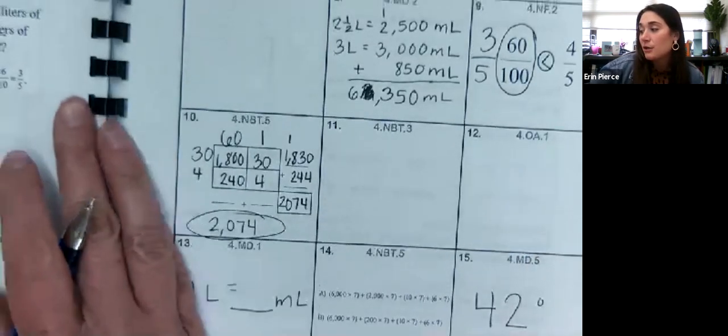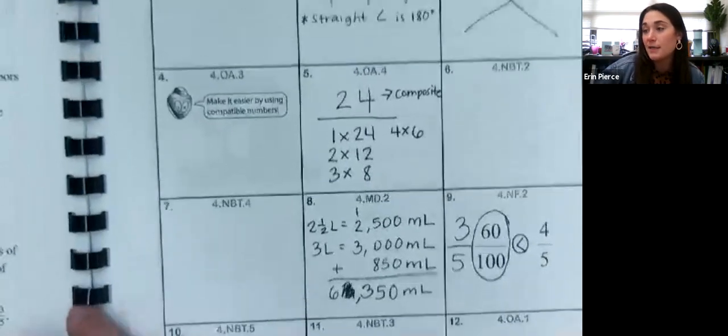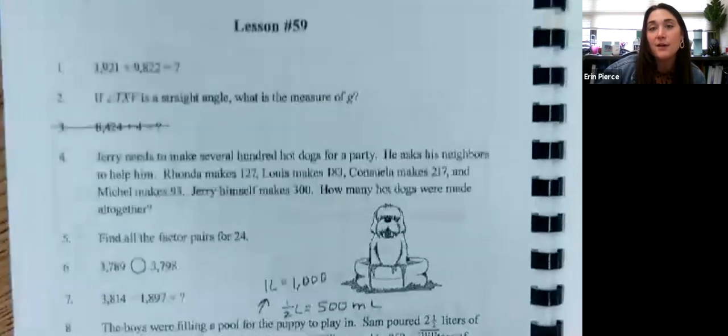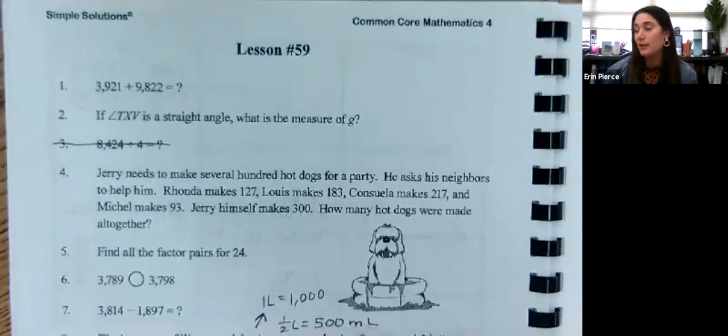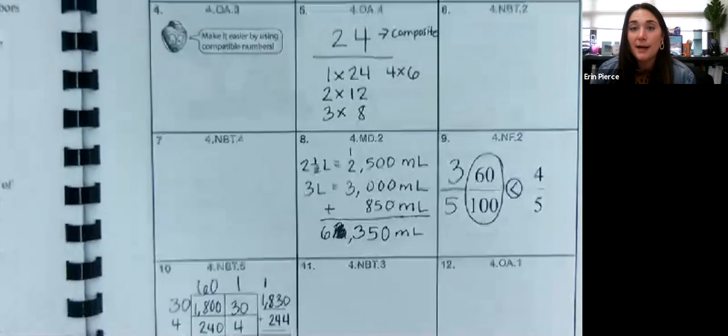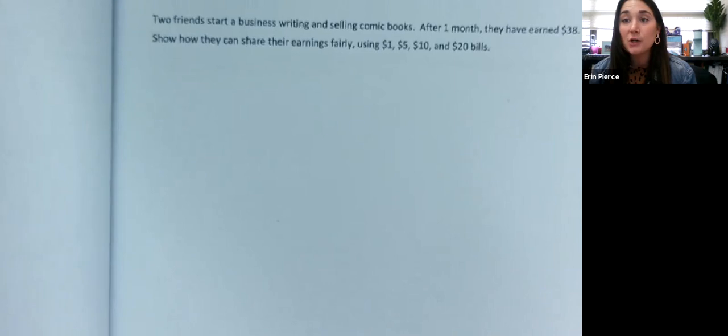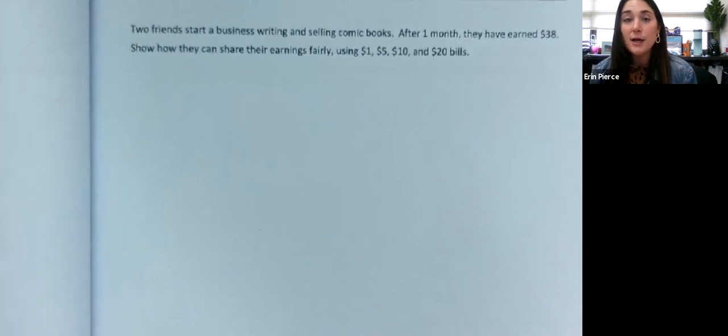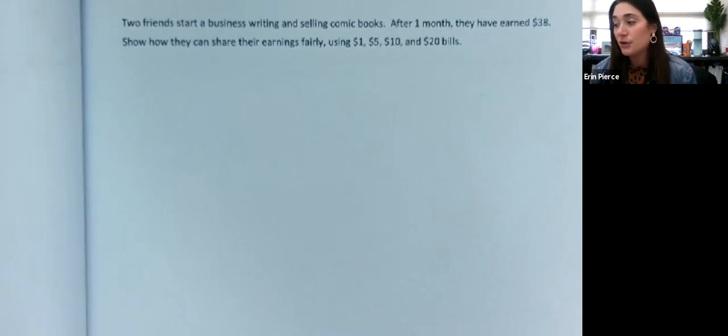Make sure you finish up the rest of Simple Solutions 59 before you turn it in. Remember, this is a recording, so you can always go back and replay any section that you need. I am going to go into our lesson from our green book and run through it, and then I want you to follow along, pausing the video and adding your work to your page.